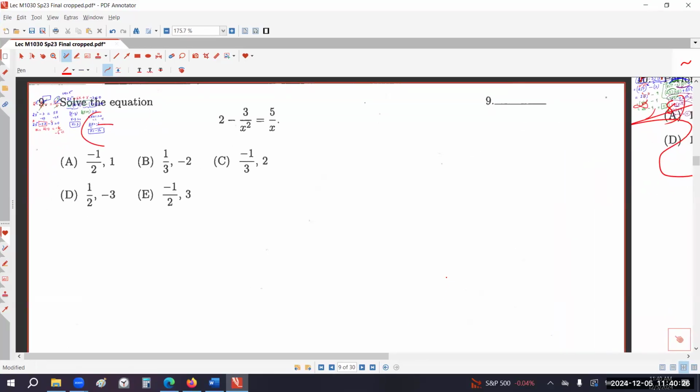Okay, the next one, rational equation. What do we do? Put everything on one side. It will be easier. So subtract 5 over x from both sides. We get 2 minus 3 over x squared minus 5 over x equals 0.